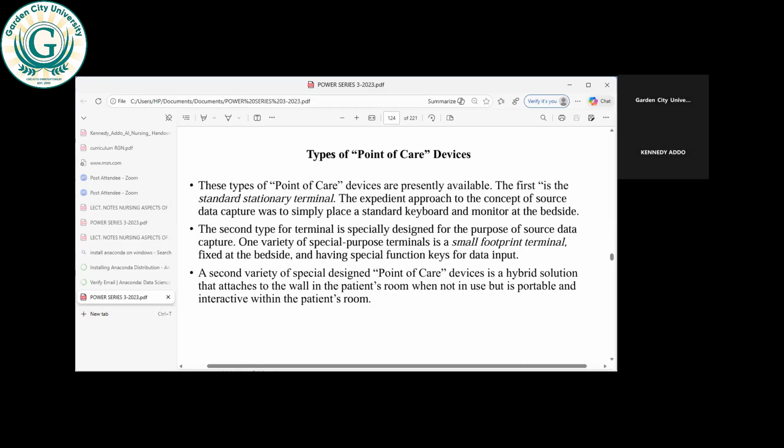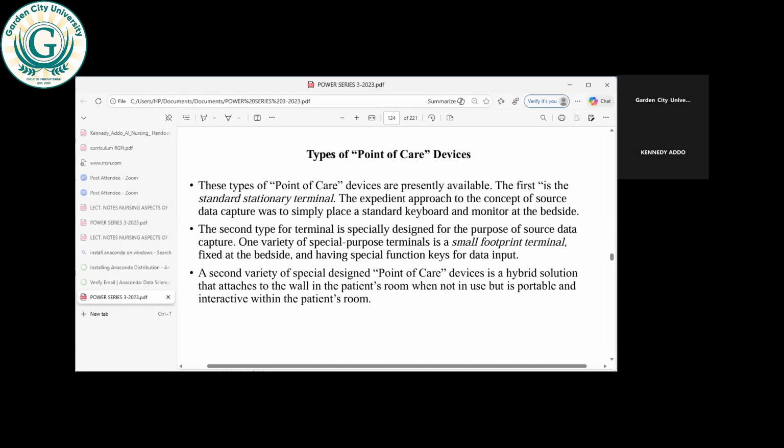The second one is small footprint terminal. Small footprint terminal, I also show you that one. That is also placed at the patient bedside and having special function keys for data entry. Then the other one is hybrid solution. So we look at analog and then digital features, okay?